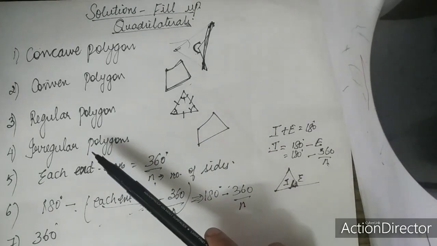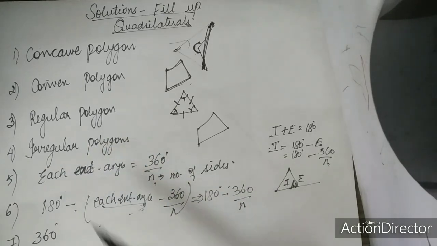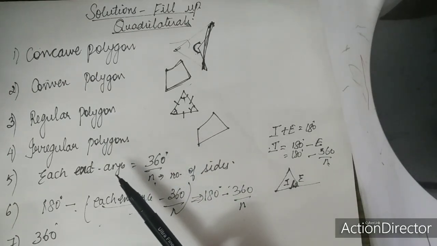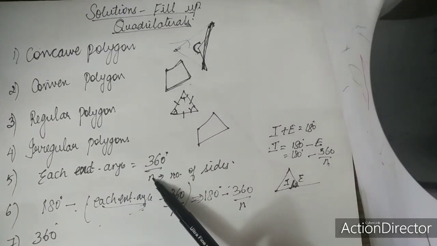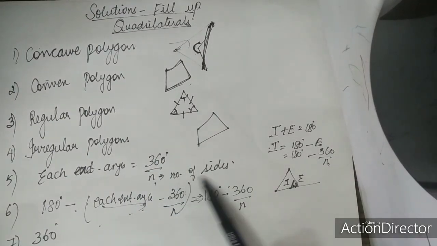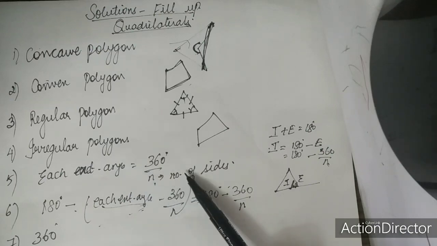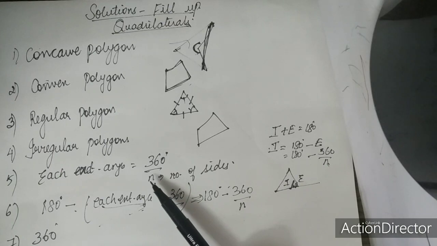Next question, polygons which are not regular. Not regular means all sides and all angles are not equal. You call them irregular polygons. So this is a figure for an irregular polygon. Next one, for a polygon of n sides, each exterior angle is equal to 360 degree upon n. N stands for the number of sides. So if any figure is given, and you are asked to find each exterior angle, the number of sides will be given, then you will use the formula 360 degree upon n.